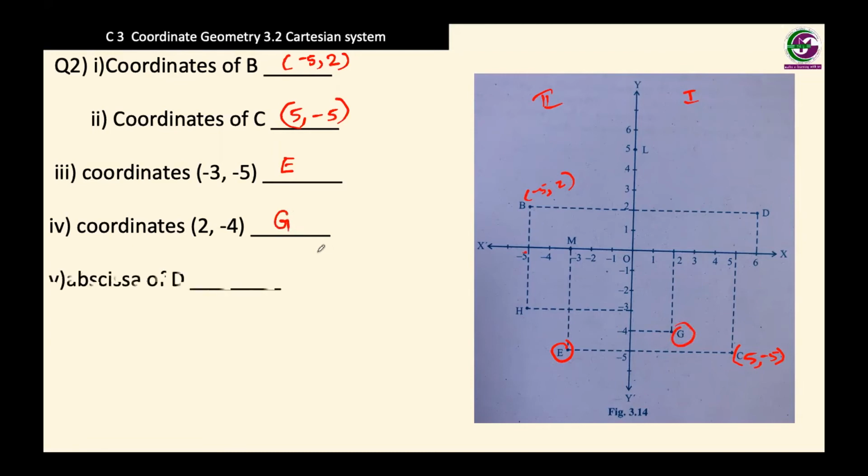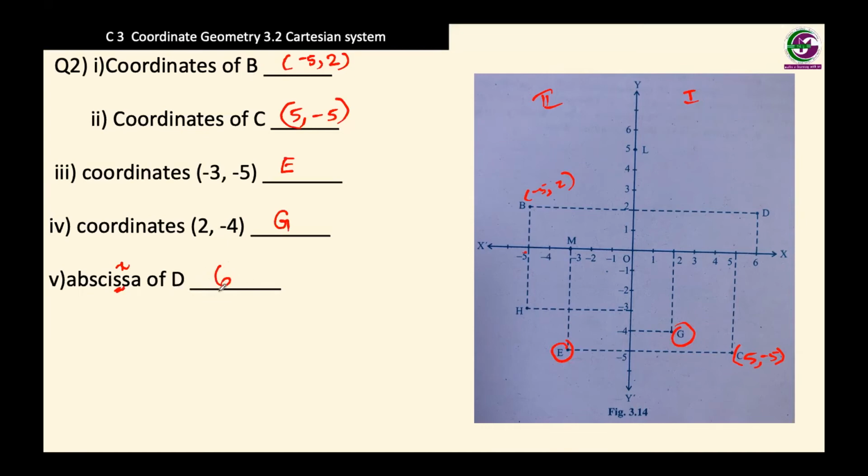Easy, right? Abscissa of letter D. Abscissa means S. S is for X. Abscissa of letter D. Abscissa means X value, which is 6. We just have to write 6. Don't write 6, 2. Only abscissa.